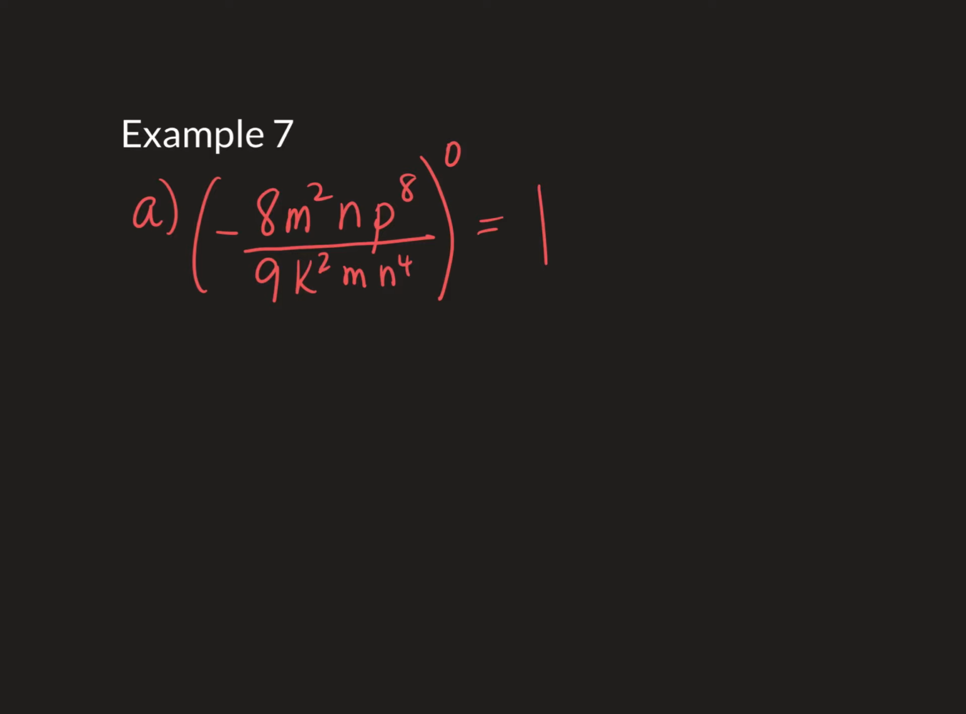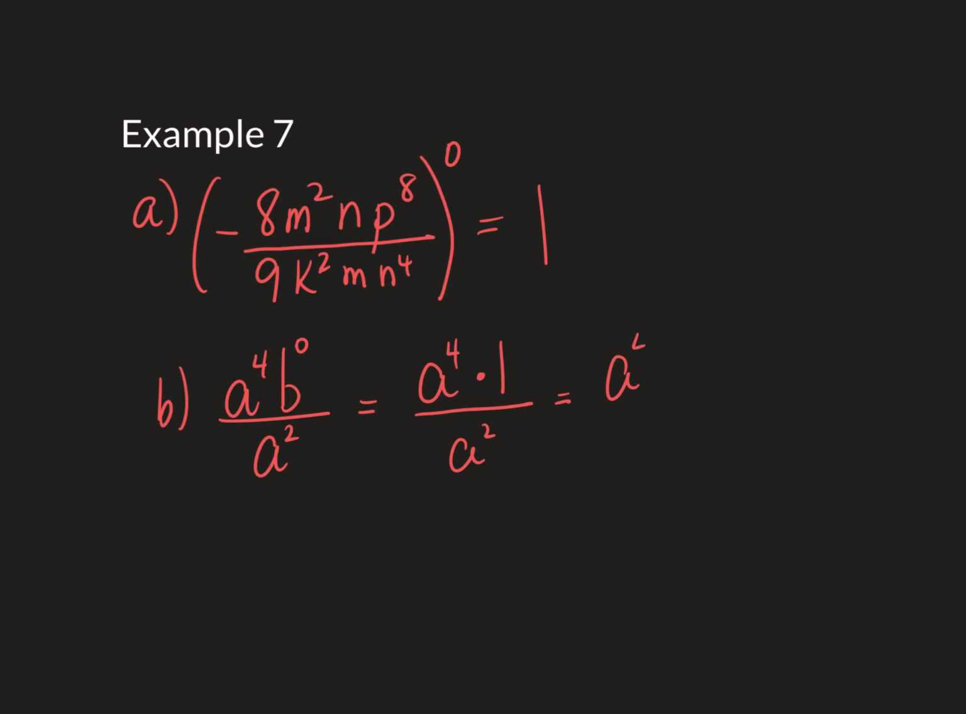Now look at this next one. Can you see the difference between letter A and letter B? The next one says a to the 4th times b to the 0 divided by a to the 2nd. And hopefully you can tell that there's a difference in that. That's a to the 4th times 1 divided by a to the 2nd. And anything times 1 is going to be itself. So I have a to the 4th divided by a to the 2nd.